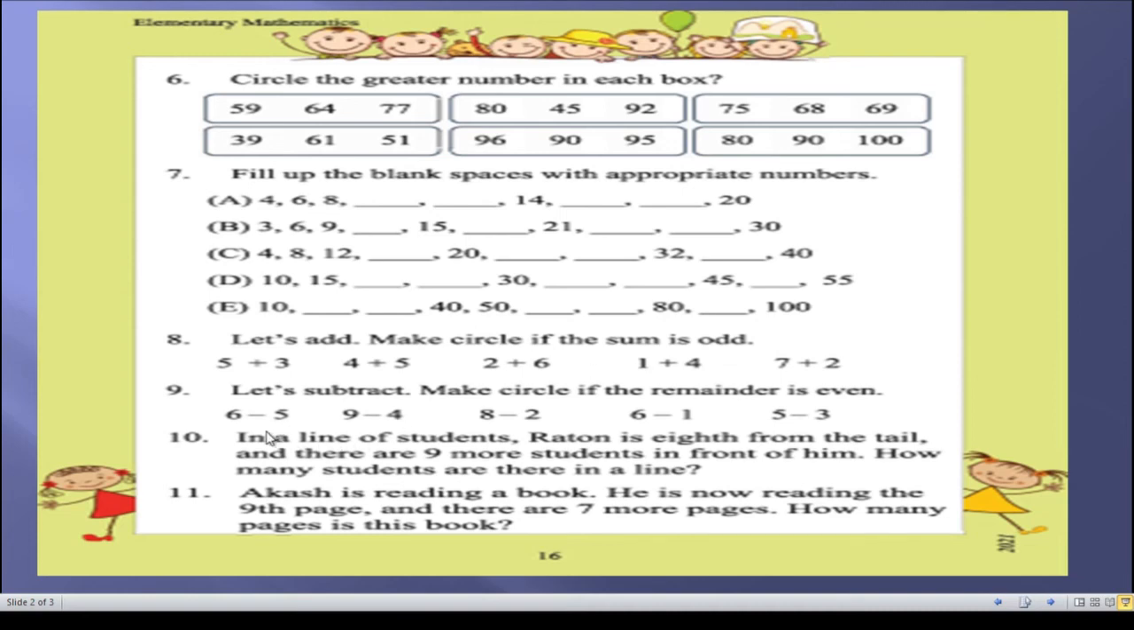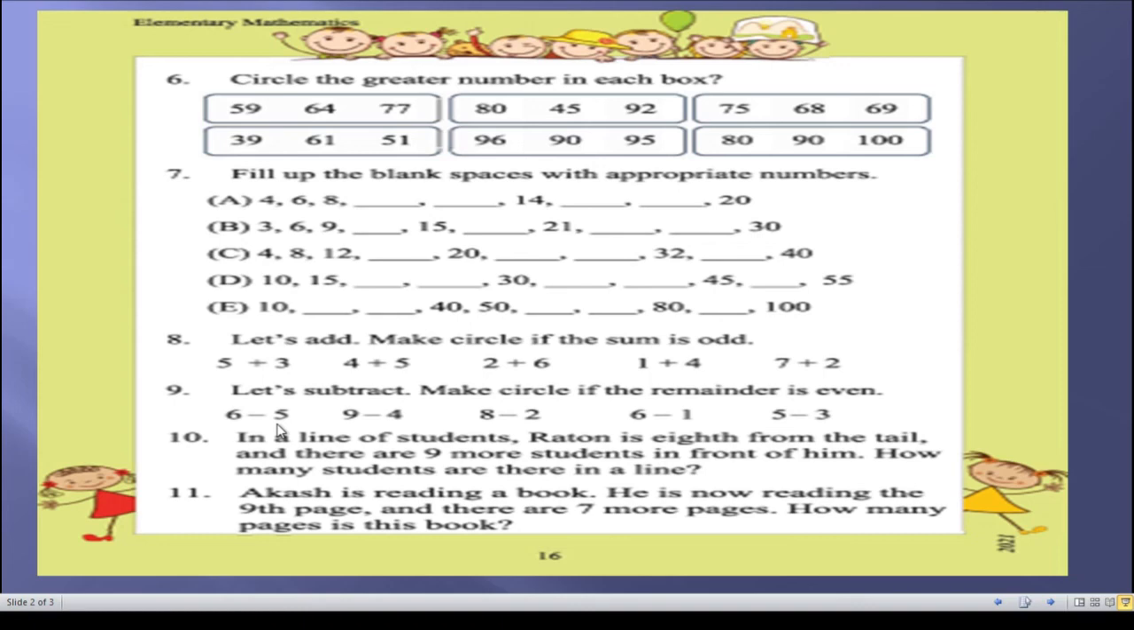You can see that 6 minus 5. Can you guess what is the result of 6 minus 5? Yes, 6 minus 5 is equal to 1. And you can easily guess that 1 is not an even number. It is an odd number. So, because 1 is an odd number, you should not make a circle in the result.